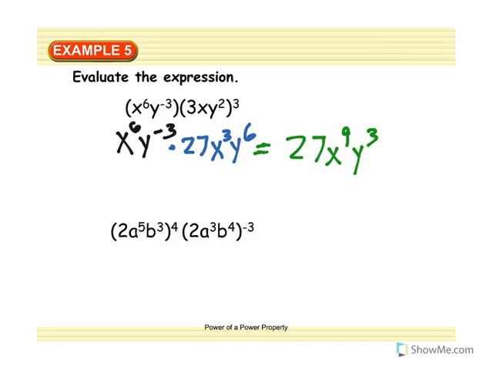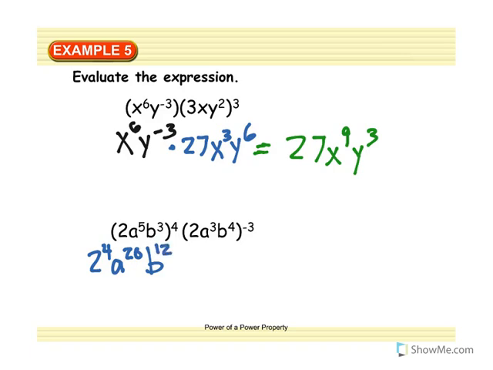Now this one down here really has a little bit of everything. So I've got 2 to the 4th, which I'm going to leave as 2 to the 4th. I know I evaluated it, the 27 above, but I have good reason for doing this. I've got a to the 5th to the 4th is a to the 20th. I've got b cubed to the 4th is b to the 12th.